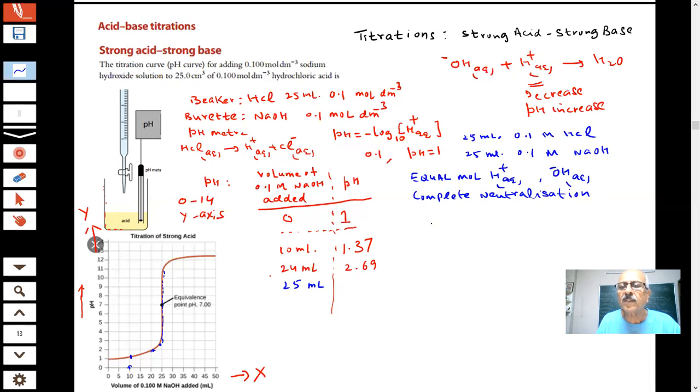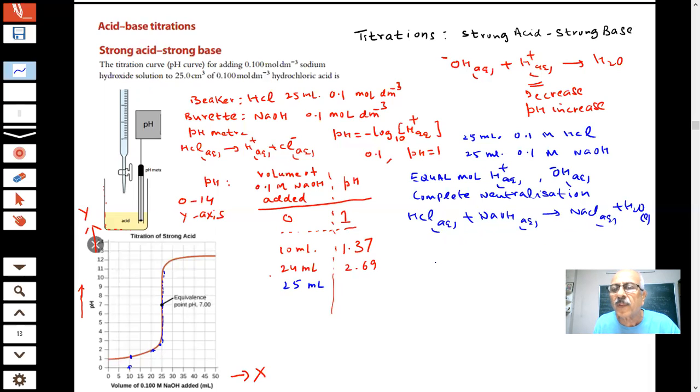The result is, if I write like this, HCl plus NaOH, what is the product? Tell me. NaCl plus H2O. Okay? Now, equal moles are there. They are completely neutralized. Complete neutralization. H plus and OH minus completely react.